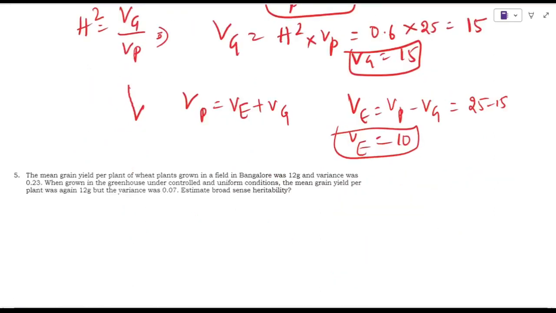Next, we will move on to one more problem here. The mean grain yield per plant of wheat grown in a field in Bangalore was 12 grams. Mean grain yield per plant in wheat in the field means you need to go for Vp. Vp is equal to 0.23. The variation shown is 0.23.